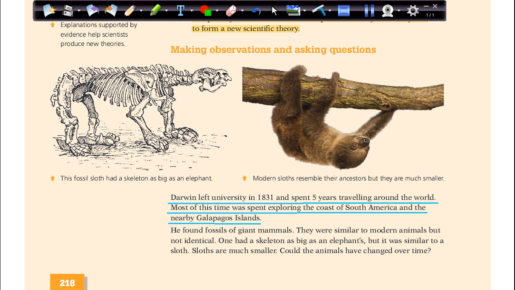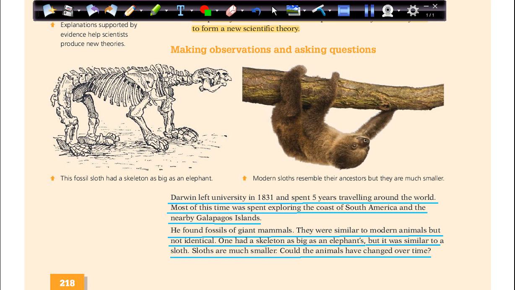So he found fossils of giant mammals. They were similar to modern animals but not identical. One had a skeleton as big as an elephant's, but it was similar to a sloth. Sloths are much smaller. Could the animals have changed over time? This was his question, and he was thinking about this all the time.